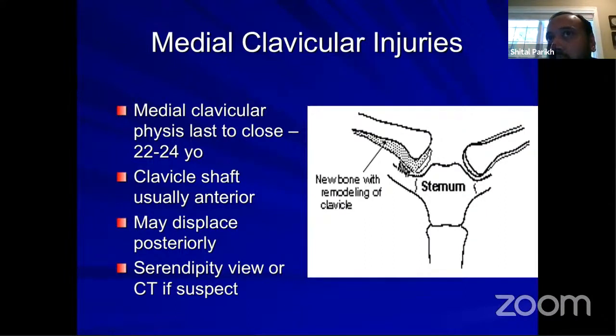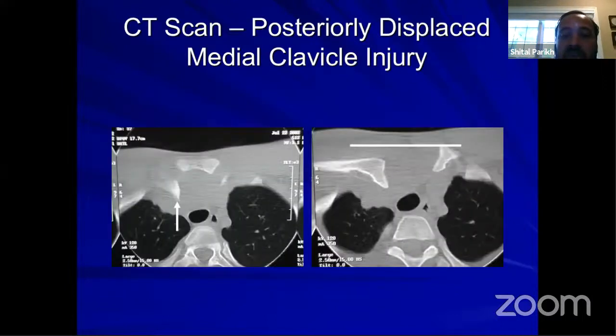The X-rays do not show it because there is going to be an overlap of the ribs, the sternum, the vertebrae, as well as the lungs. So you may not get a clear view of the SC joint. So either you can do the serendipity view, which is an oblique view of the clavicle, or you can get a CT scan. So this is a CT scan which shows the posterior displacement of the medial clavicle.